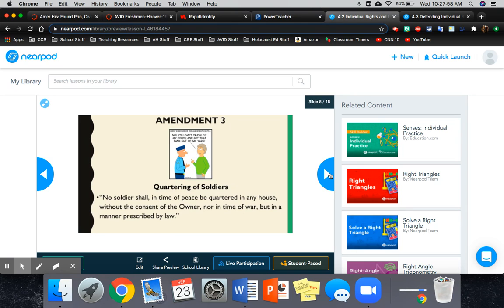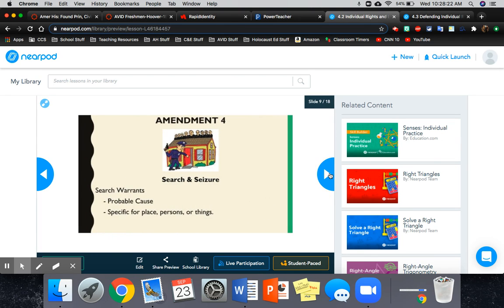Amendment 3, no quartering of soldiers. This was mainly added because, leading up to the American Revolution, a lot of British soldiers were being sent over here by the king to keep order, and the citizens of the colonies, future United States citizens, were being forced to house and feed the soldiers. So the founders wanted to make sure that this would not be a thing in the future. Amendment 3 hasn't really come up too much. Amendment 4, search and seizure. So you have to have probable cause in order to enter someone's home.